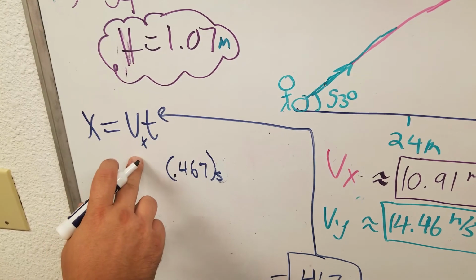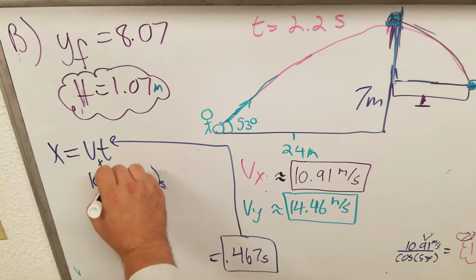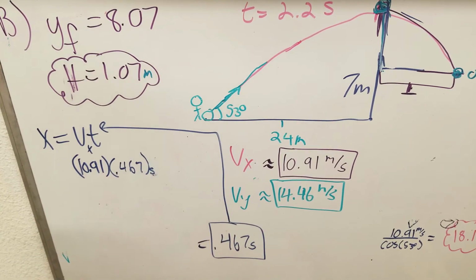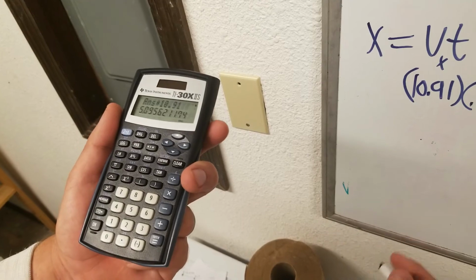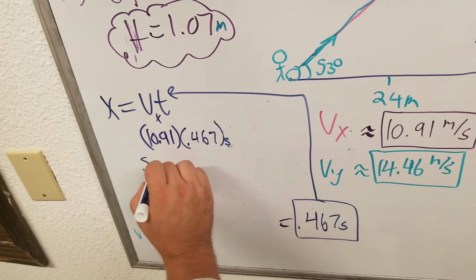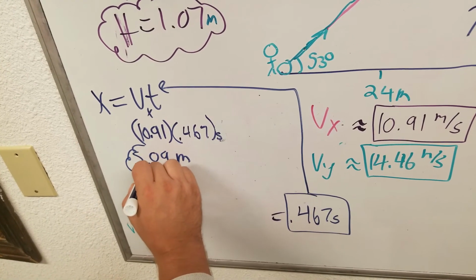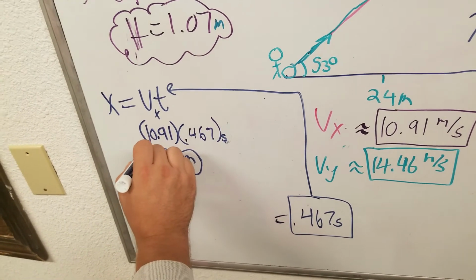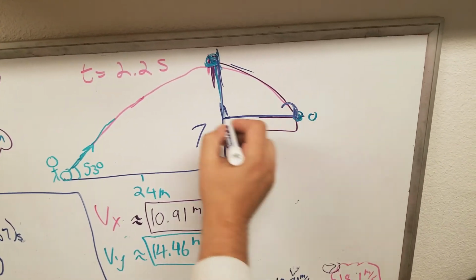And our initial velocity in the x was 10.91. Let's just multiply this by 10.91 then. Do the same thing we're doing up there. And we'll get 5.09 meters. Okay, so that means we're a little more than 5 meters beyond the edge of the wall.